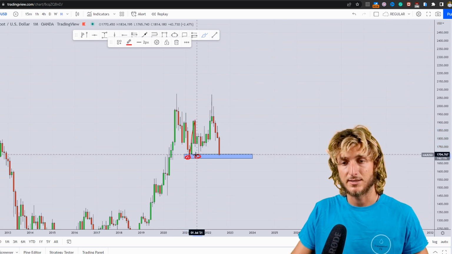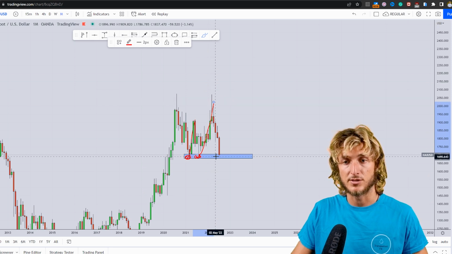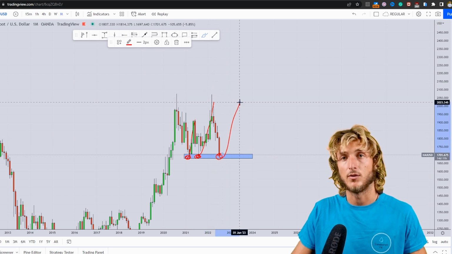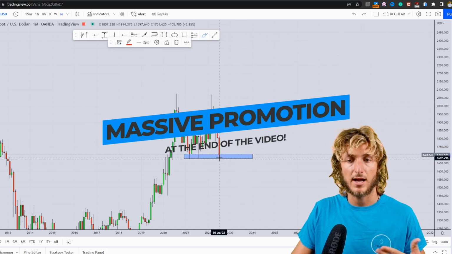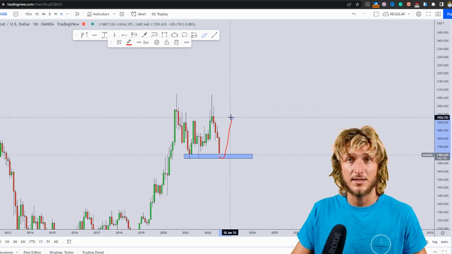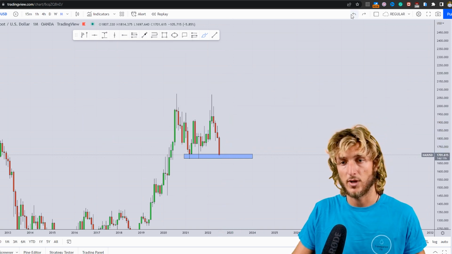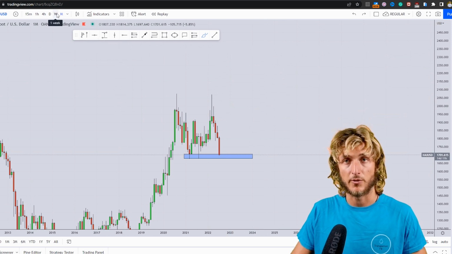At the moment, we're testing the exact same level from which there was definitely the possibility of this rejection to the upside happening once again. So here in the monthly, everything seems pretty bullish, and after a small period of deceleration, we could expect at least a short-term rejection to the upside and some bullish price action to develop away from this area.